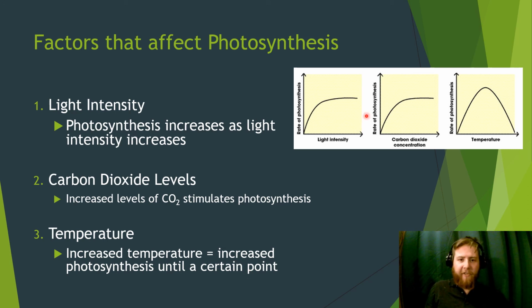Looking at these charts here, for light intensity, as light intensity goes up, photosynthesis goes up to a certain point, but it goes up. For carbon dioxide, if you increase it, it goes up. They flatten out, but they keep going up. For temperature, it goes way, way up as the temperature goes up, and then as it gets too hot, you start to lose too much water, and it goes way, way down. So light intensity and carbon dioxide, big increase. Temperature increases to a point.